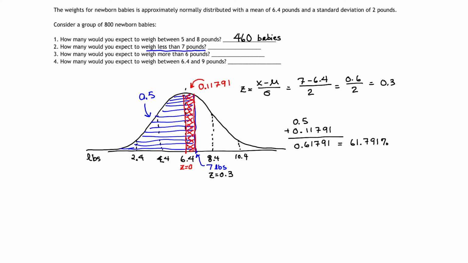Our last step then in completing the problem is to actually calculate the number of babies. Now we know we have 800 total babies in the group, and so if we take 61% of that, that means we need to multiply 0.61791 by 800 babies. And so that's going to tell us that the total number of babies that we would expect to weigh less than 7 pounds is 494.328, but we don't have fractions of babies, so I'll round that up to 495 babies. That would be the total we would expect to weigh less than 7 pounds. And that completes part 2 of the problem.